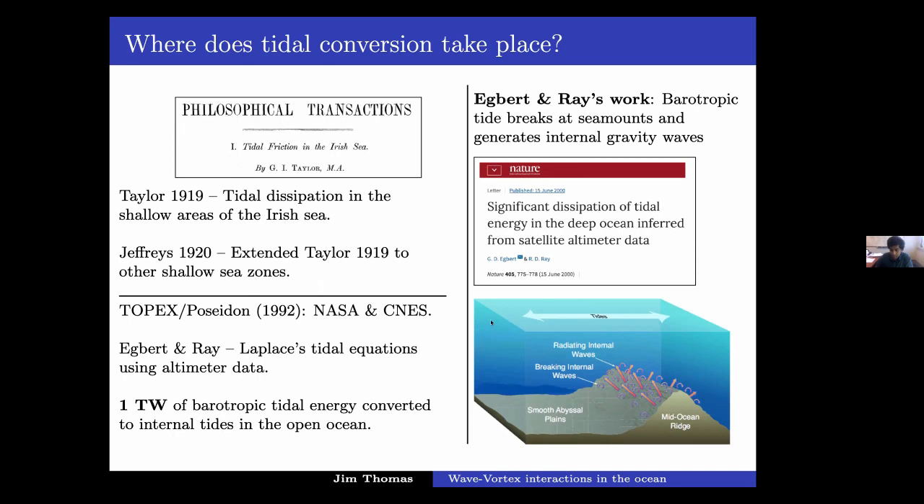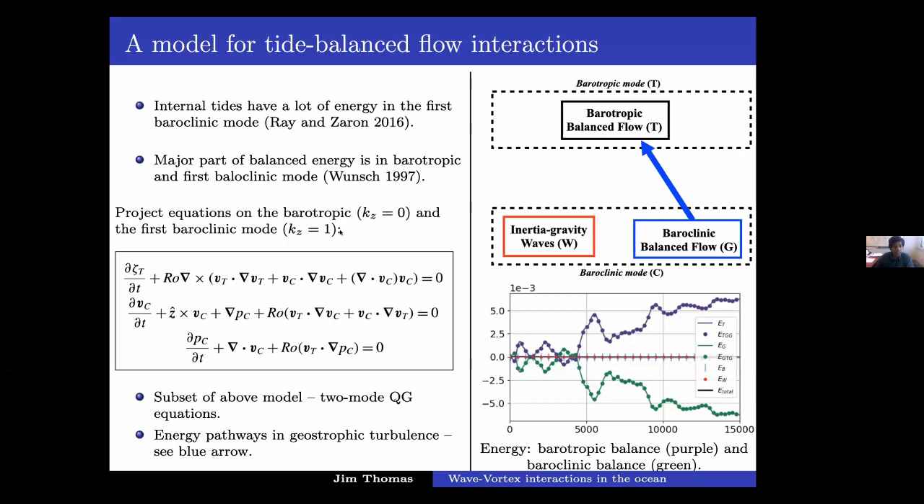The barotropic tide is basically a tidal component that has no vertical structure. So it's like a flow that goes like a slab of fluid. This crashes against the seamounts and generates a lot of internal gravity waves. This process is called tidal conversion. In regions where tidal conversion takes place, internal gravity wave energy is significantly higher than the vortex mode or the geostrophic flow. So this is what inspired us to look at how high energy tides would modify geostrophic turbulence.